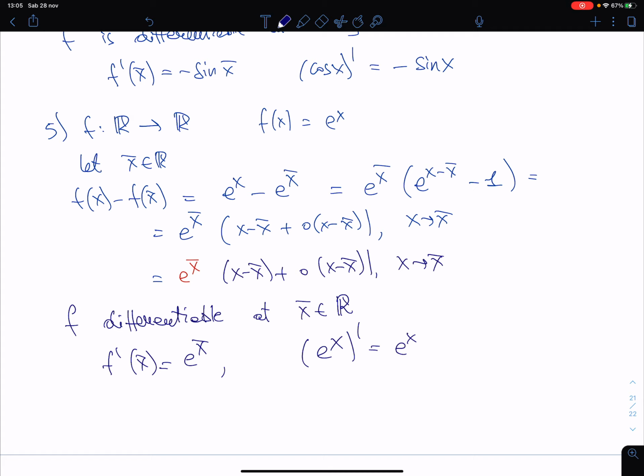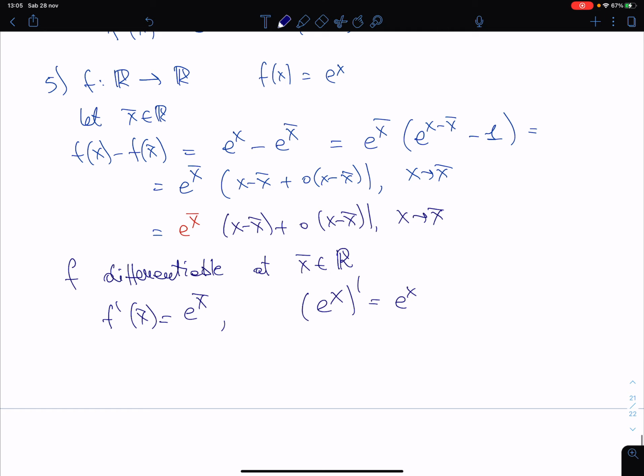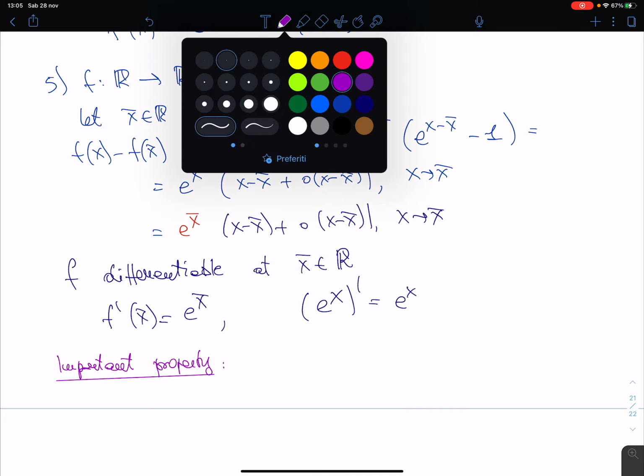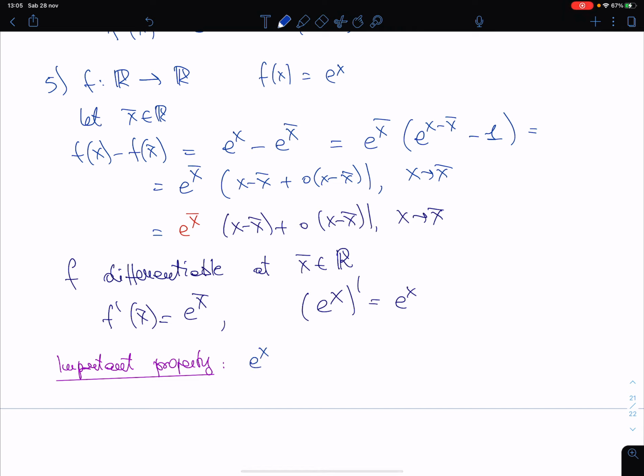And this is a very important, very far-reaching property, which is the following: e to the x is left untouched by the differentiation, by the derivative.